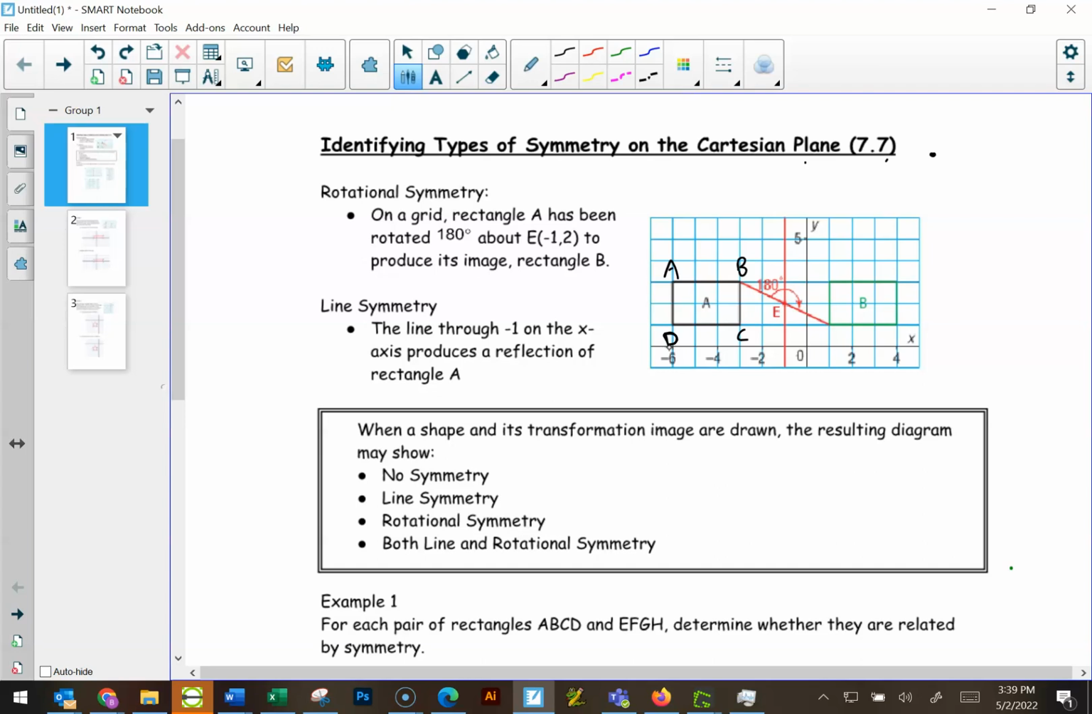It's asking us for this first part to rotate 180 degrees about, and that's basically around, point E, which is at -1, 2. Remember, that's always the X value, that's always the Y value. It goes in alphabetical order. Now, what happens when we take every point and transform it over a 180 degree angle? Well, 180 degrees is a straight line.